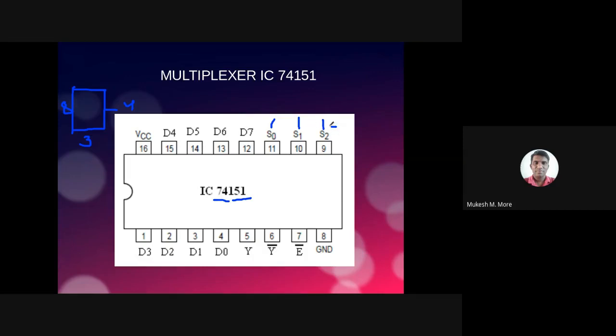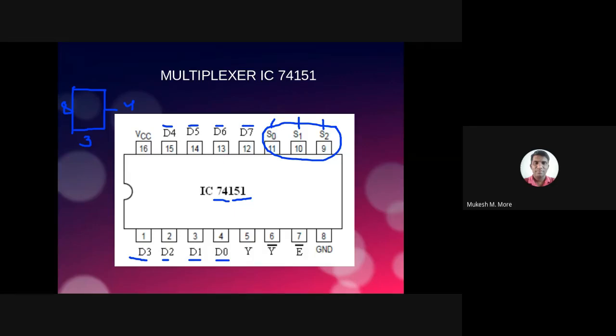We have select lines, and those select lines are used to select the data input line. Now we have 8 data input lines that are D0, D1, D2 and D3, D4, D5, D6 and D7. So D0 to D7, these are the 8 data input lines.